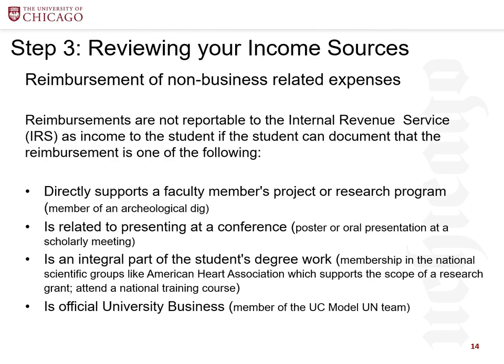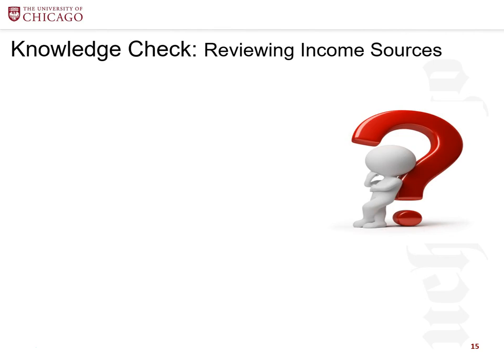If it is an integral part of your degree work, so for example, if you have to have a membership at a national scientific group as part of your degree work, you may be able to exempt a reimbursement for the fees that it takes to be part of that organization. Or if you are on official university business, for example, you're a member of a team. The team that we use here is the Model UN team, and you have to travel to a competition based on your membership on that team. That income may be exempt from being reportable to the IRS.